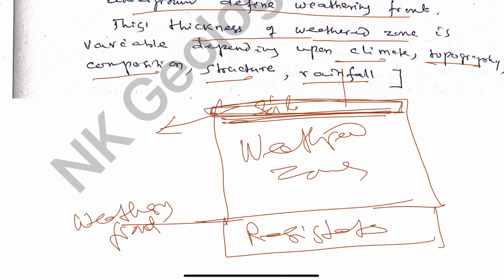So we must take measures to protect this soil, because the formation of 1 centimeter of soil takes about 1000 years. So it is an extremely slow process. Weathering is an extremely slow process. So this is all about weathering.